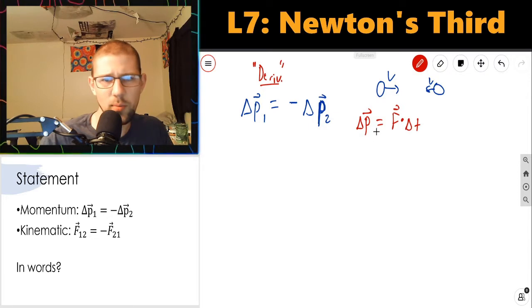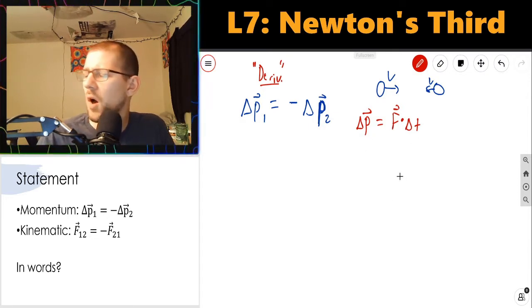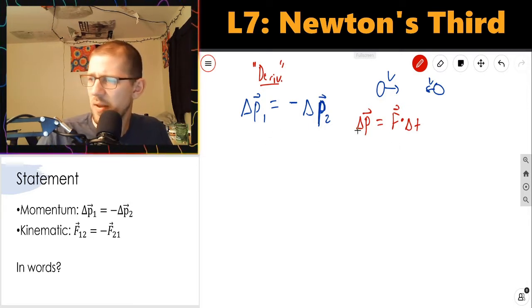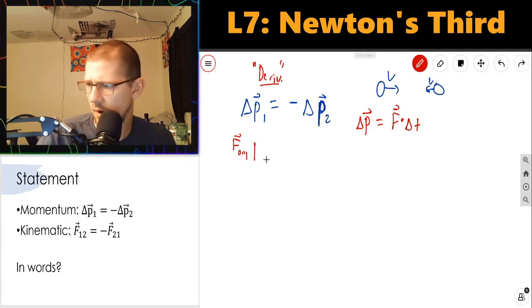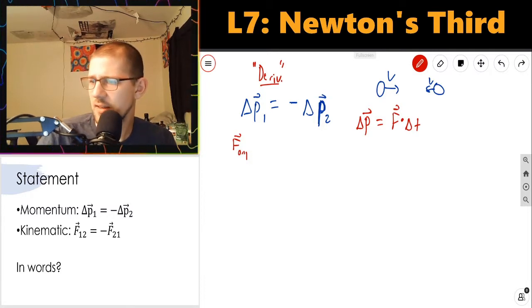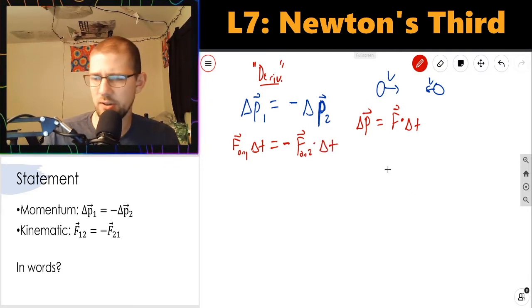So as a reminder, force and change in momentum always point in the same direction. Okay, so now we've got change in momentum as force delta t. Let's go ahead and plug that in here, see what pops out. So force on mass 1, times the change in time of the interaction, equals negative force on 2 times the time of interaction.